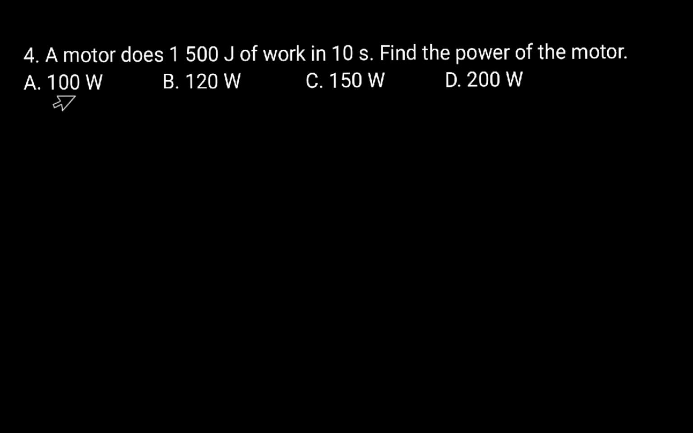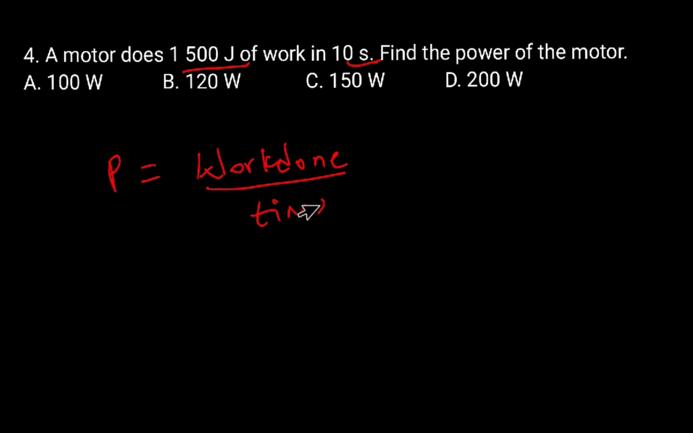So question number 4. A motor does 1500 joules of work in 10 seconds. Find the power of the motor. Now, the power of the motor is given by work done over time taken. Now, power is the time rate of doing work, and from the question, don't forget to write out the parameters first. So the work done from the question is 1500 joules, and then the time is 10 seconds.